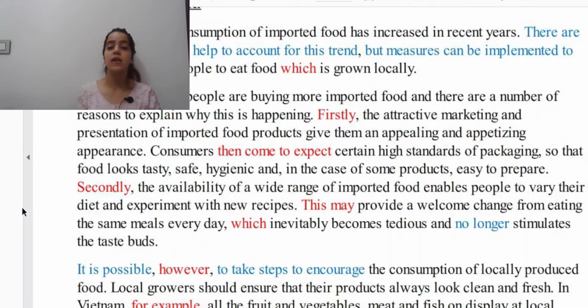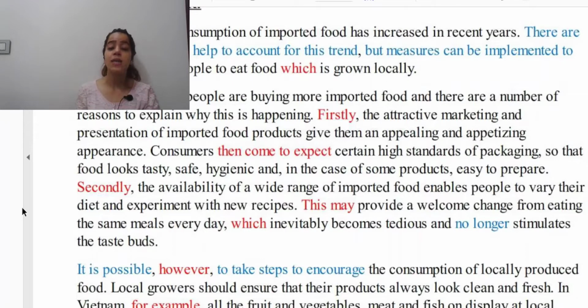Firstly, the attractive marketing and presentation of imported food products give them an appealing and appetizing appearance. Consumers then come to expect certain high standards of packaging so that food looks tasty, safe, hygienic, and in case of some products, easy to prepare. We are talking about the reasons for which people prefer to go for imported food.